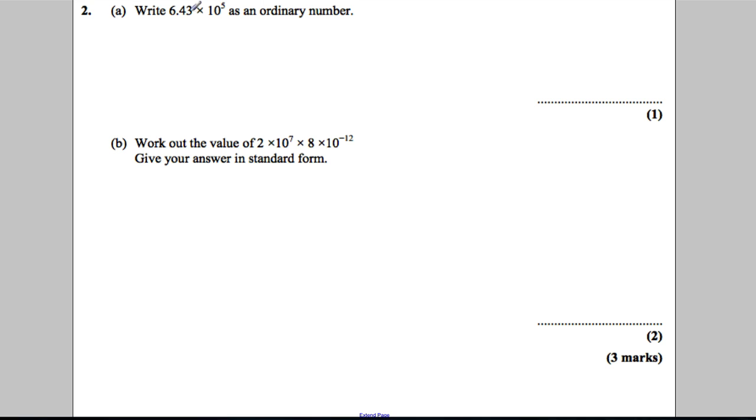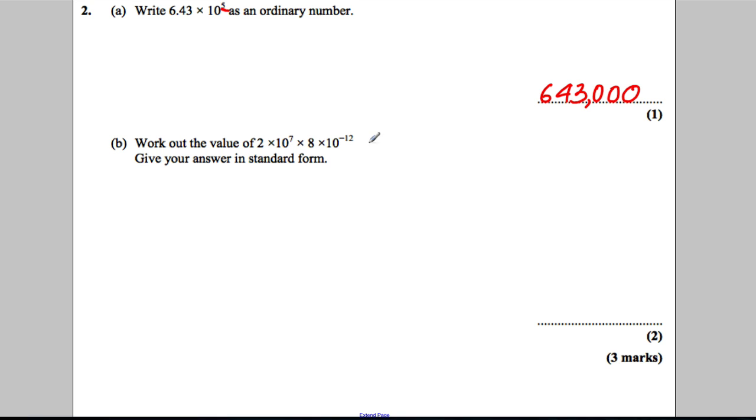Okay, so write as an ordinary number. We're going to write down the 6, the 4 and the 3. That 5 tells us there are 5 digits after the 6. 1, 2, and we must fill in zeros now. So 1, 2, 3, 4 and 5. Put your commas in after.